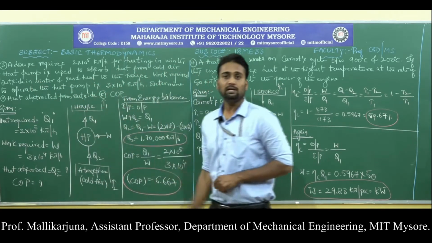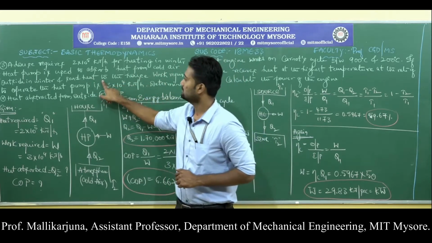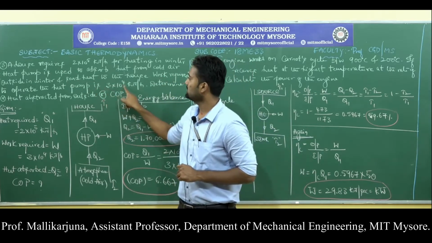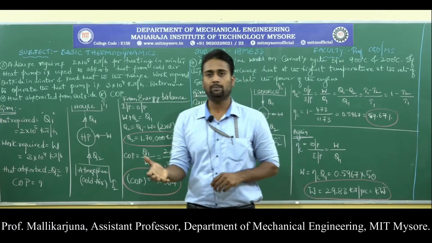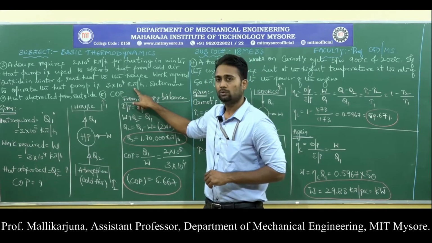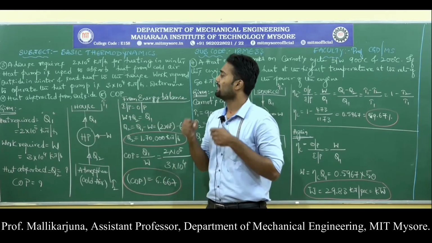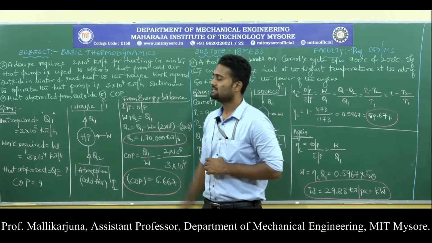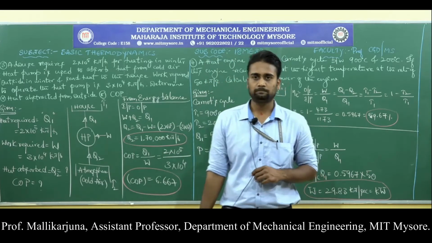That too in what season? In winter season. It sends heat to the house. This is done by the heat pump. The work required to operate the heat pump is 3 into 10 to the power of 4 kilojoules per hour. In order to run the heat pump, the amount of work required is 3 into 10 to the power of 4 kilojoules per hour. Determine first, the heat abstracted from outside, that is, heat absorbed from outside, and the second one is COP, which is nothing but coefficient of performance.